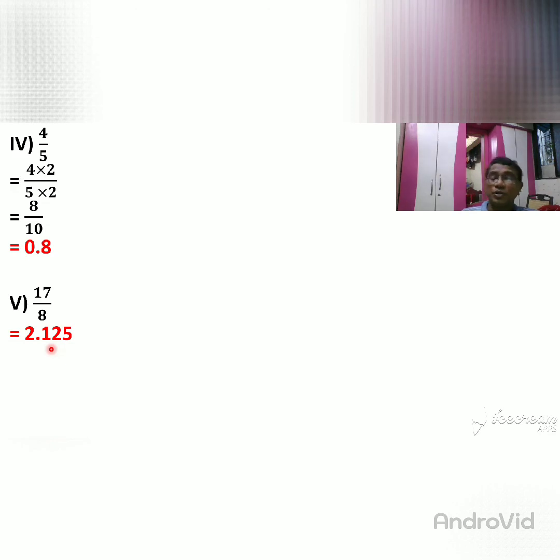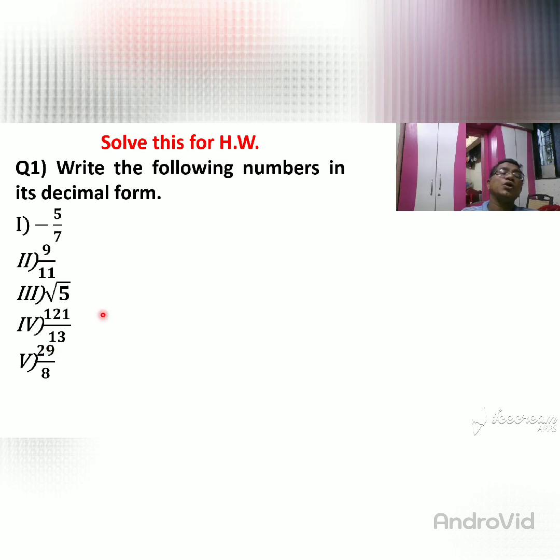8 5s are 40. So you are getting 2.125. In such a way we have solved question number 1 and question number 2.